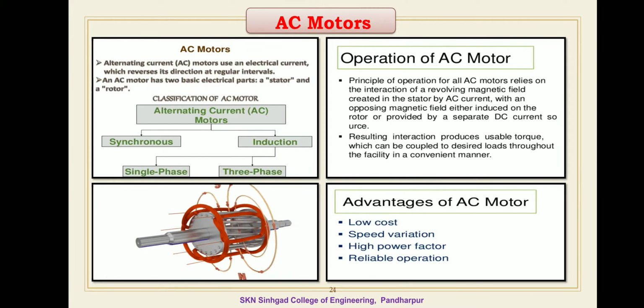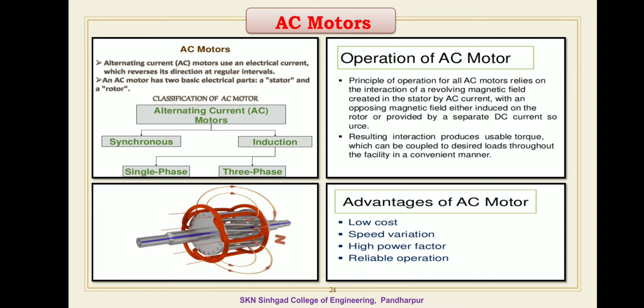Hello friends, the next point is AC motor. AC stands for alternating current, or alternating current motors. So the basic difference between a DC motor and an AC motor: a DC motor is a device which converts DC electric energy into mechanical energy, and AC motors, or alternating current motors, use electric current which reverses its direction at regular intervals.